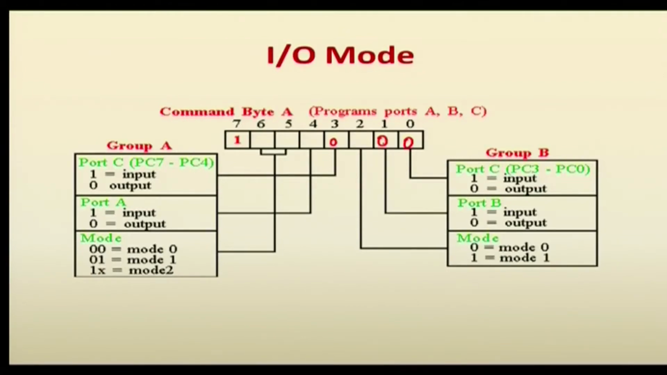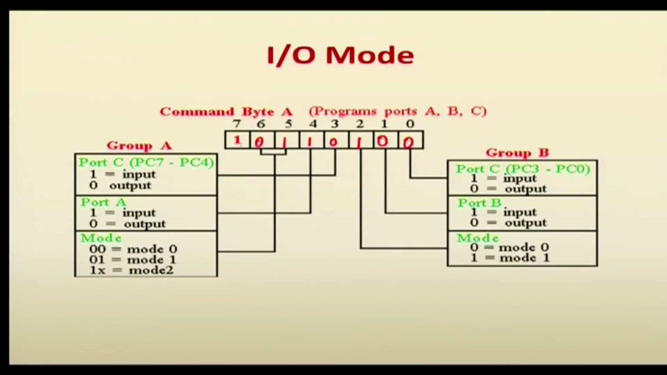Port B as output, so we have to write 0 here. If it is 1, it is the input. Which mode have we selected? Mode 1 we have selected. Here only 1 bit, so you write it 1. Here 2 bit positions are available, so you write 0 1. Then port A as an input port, so write it here as 1.